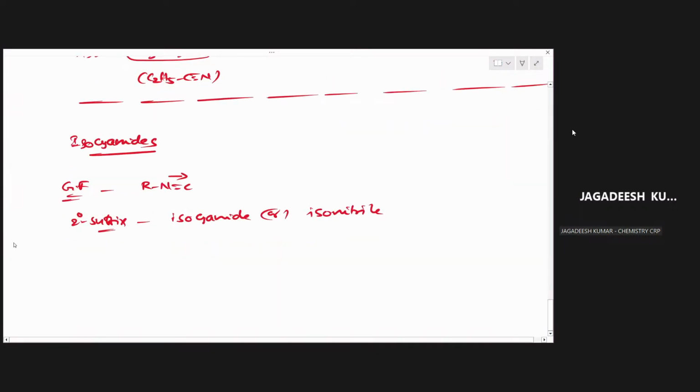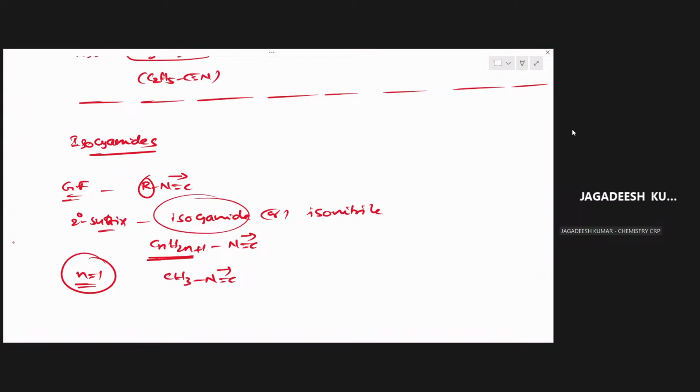Only common names are there for this type of functional groups. If I take n equal to 1, the alkyl group is CnH2n+1, with N double bond C here. For the common name, if n is equal to 1, I am substituting CH3, N double bond C. Here the methyl group is there, and here the isocyanide group is there. So we can write methyl isocyanide. This is the common name only.